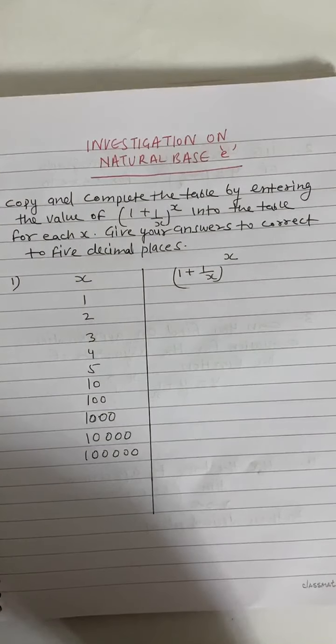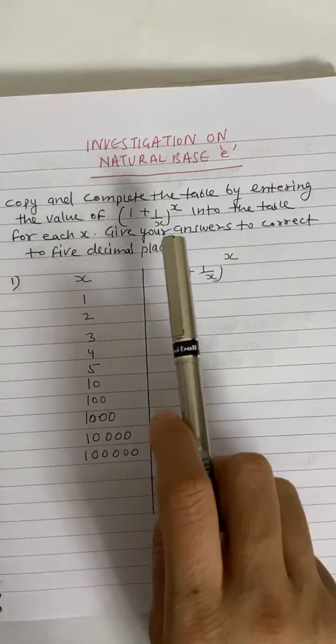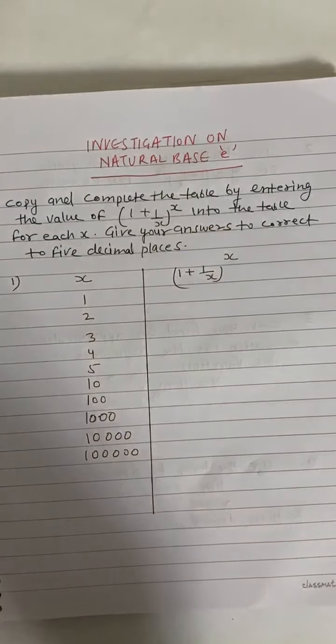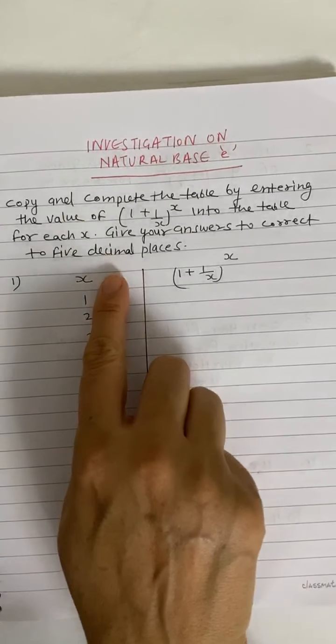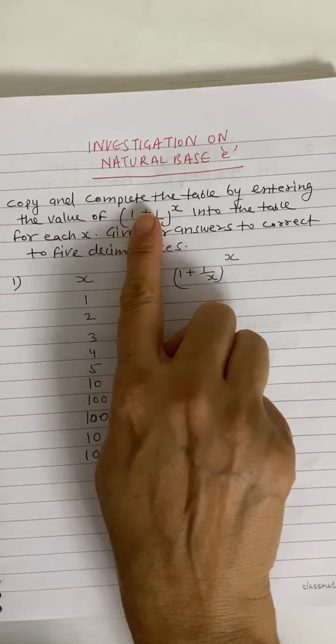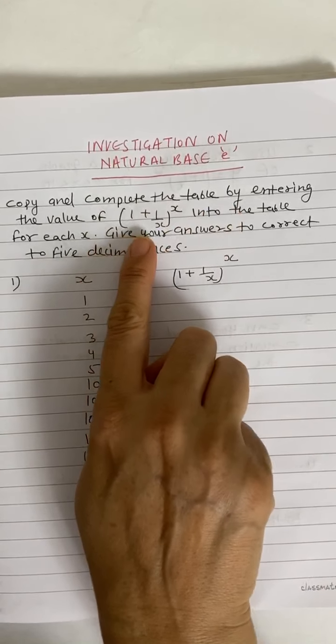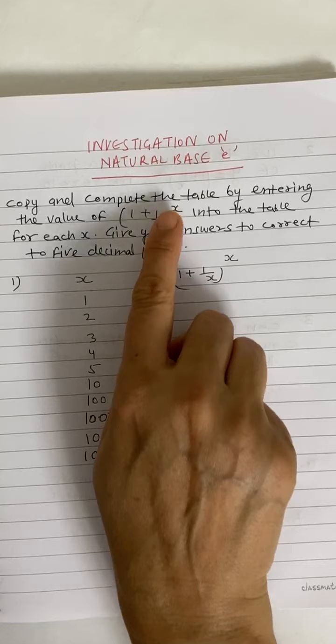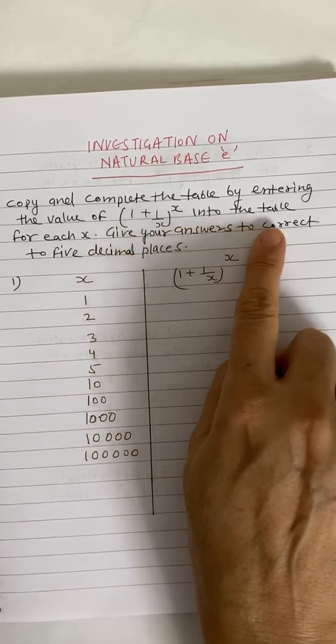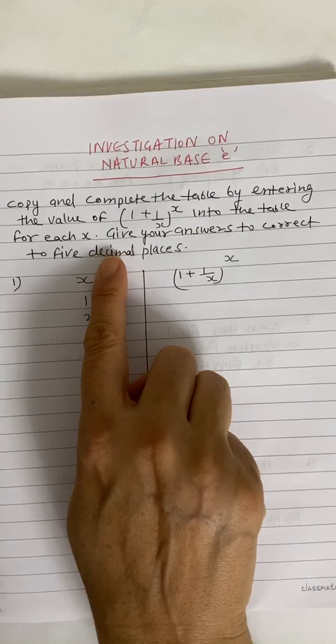In this lesson, we are going to investigate natural base E. I'm going to use a calculator to do that investigation. The first step is to copy and complete the table by entering the value of (1 + 1/x)^x into the table for each x.